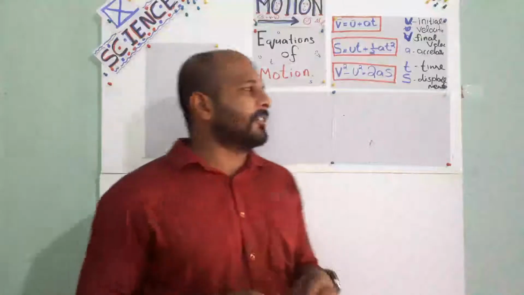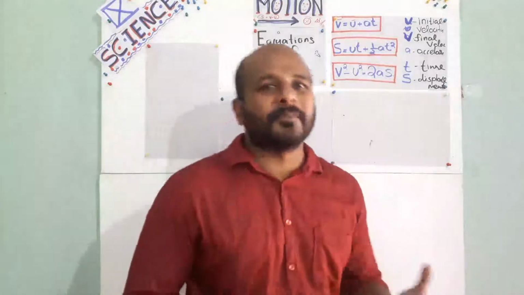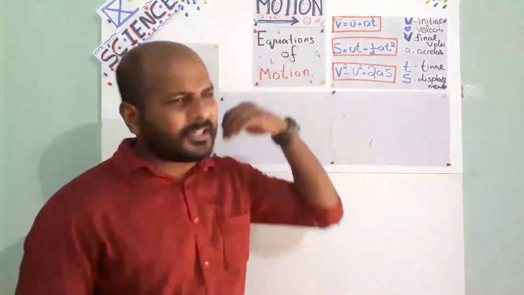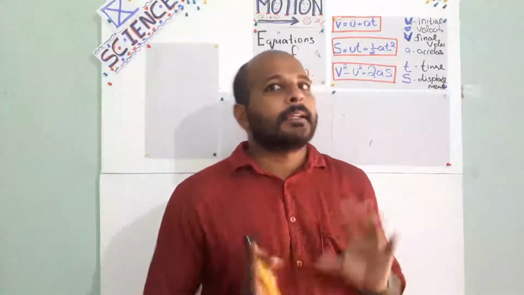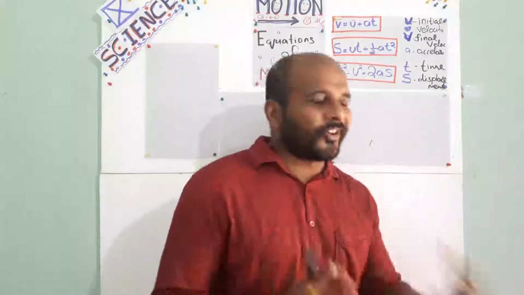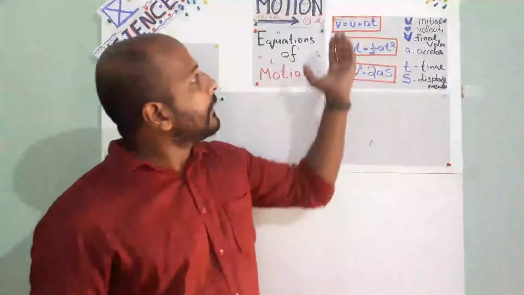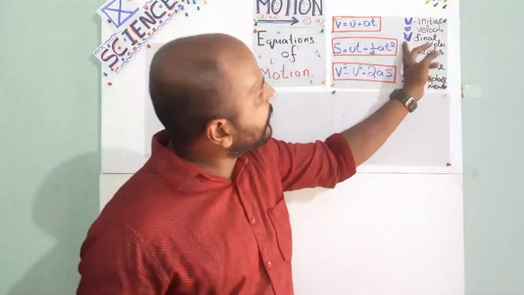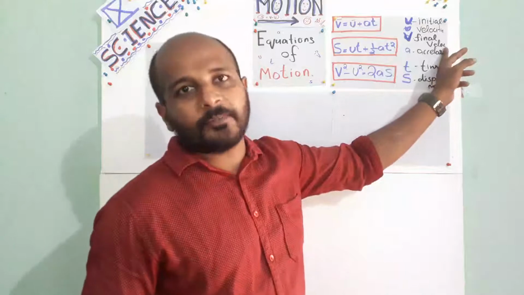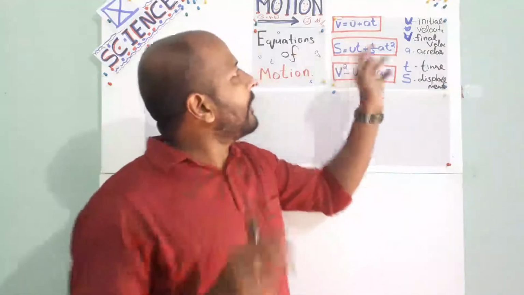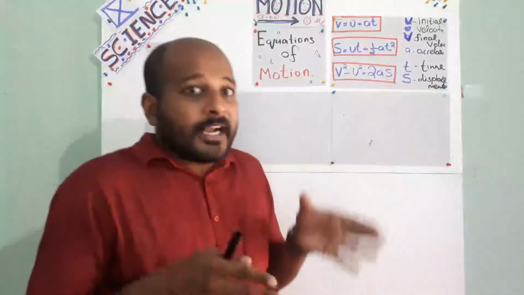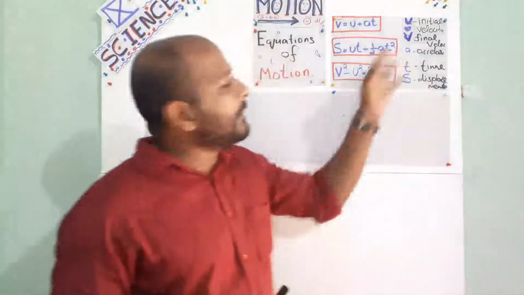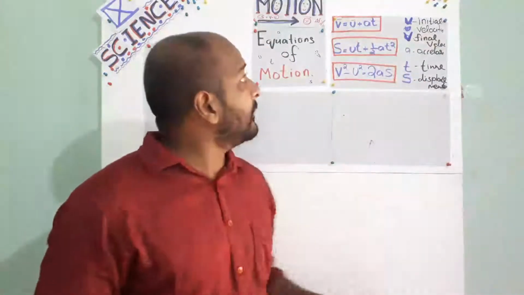Anyway, in different textbooks we will write different terms. These are constants. We can use any letters, but in the international reference scale we are using V for the final velocity of that body. U means initial velocity, the starting velocity. V means the ending or the final velocity.